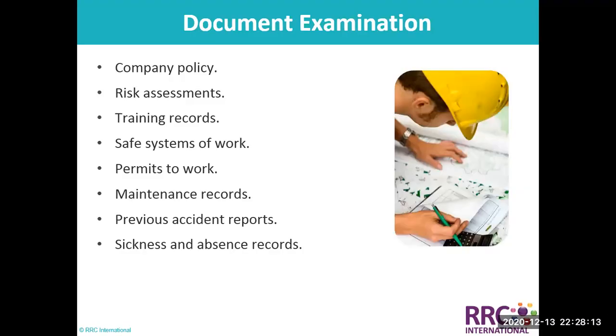Then document examination. Look at the company policy, what you talked about. Is the company policy adequate, or is it not addressing issues? Look at the risk assessment, the JSA and all that. Is it adequate? Is it robust? Is it suitable and sufficient?